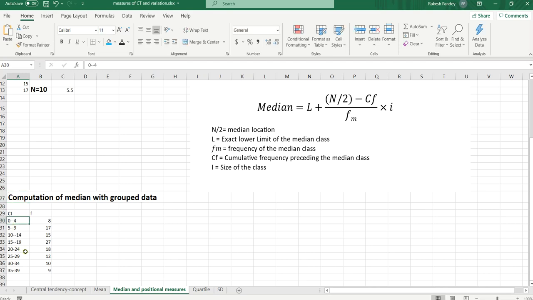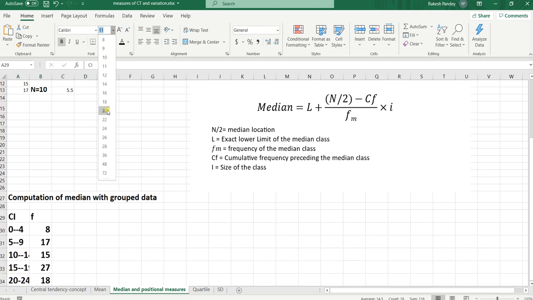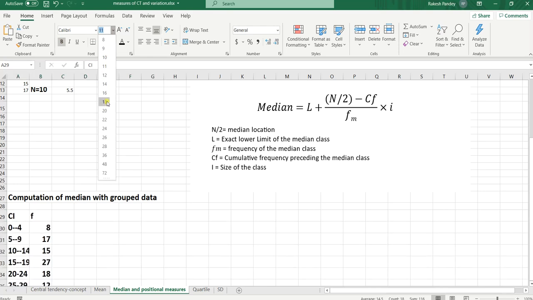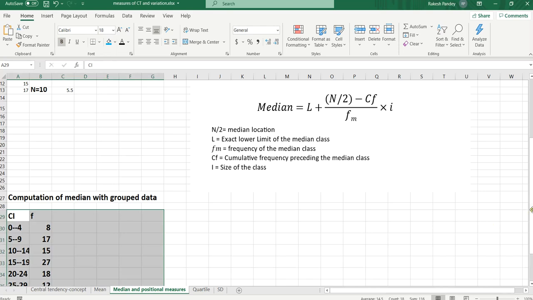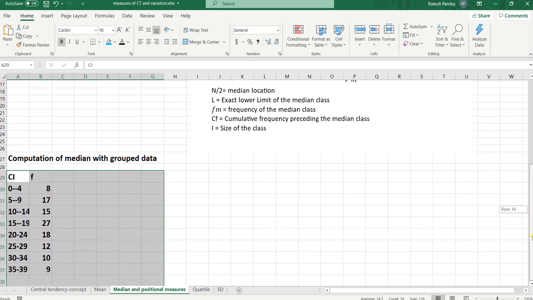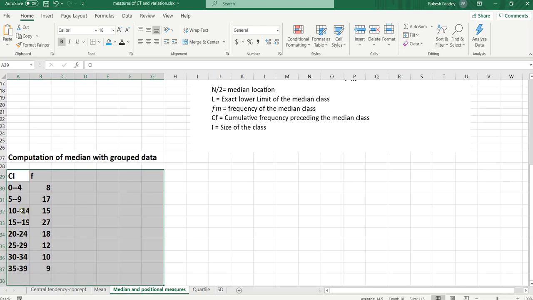So this is one example. I am trying to make the fonts a little larger so that you can easily see it. So making it bold, taking other cells also. The same thing will apply for the whole cell, I hope. And let us make it size 18. I think this will be visible. So these are the data values. This is the class interval 0 to 4. The frequency is 8.